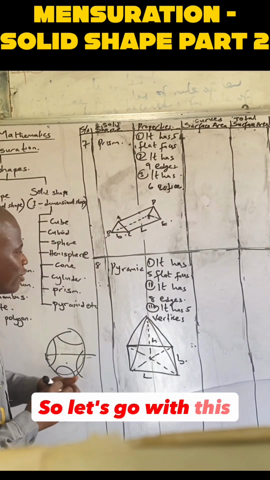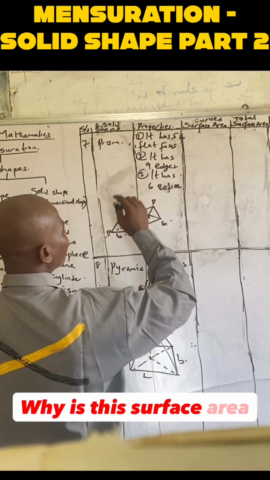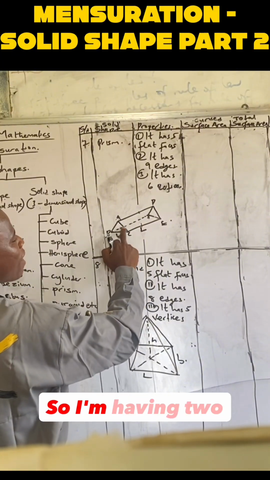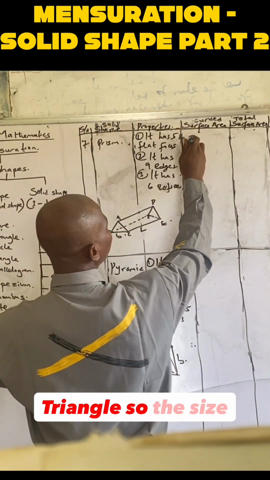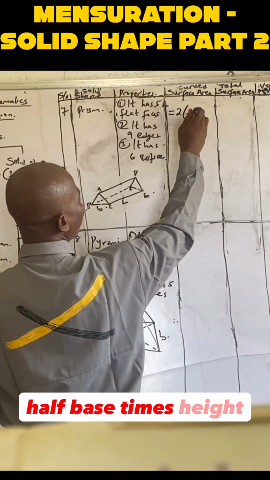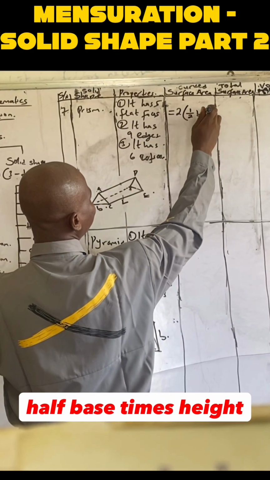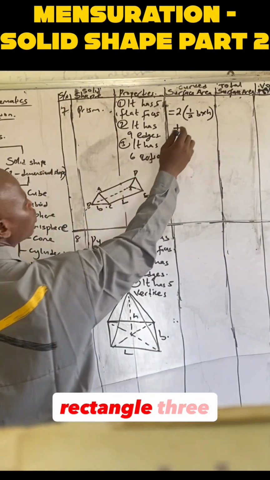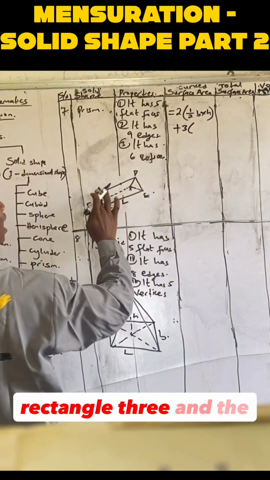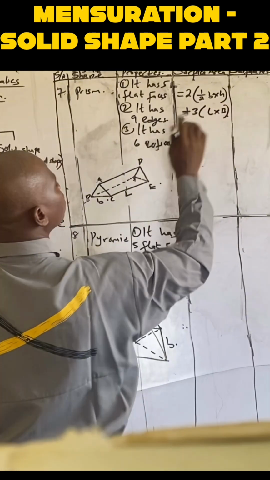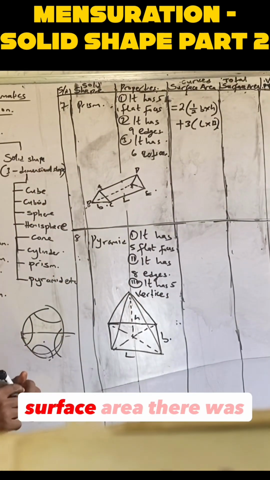So let's go with this now. What is the surface area here? It is determined by the shape that was given to you in the exam. I have 2 triangles, so the surface area is 2 times the area of the triangle, which is half base times height, plus 3 rectangles, and the rectangle is length times breadth. So that is the surface area.